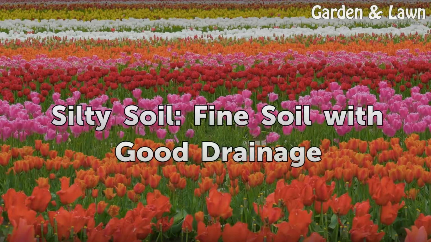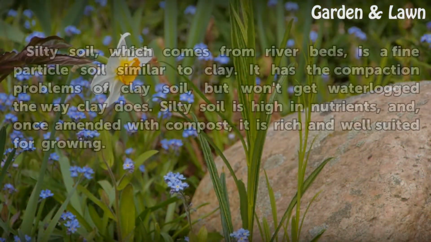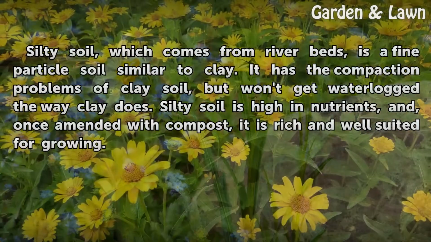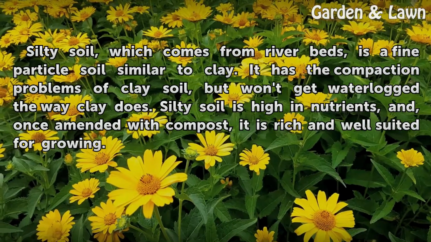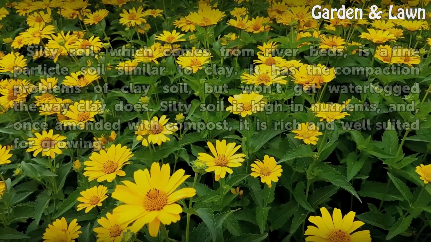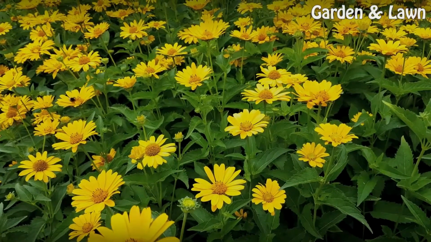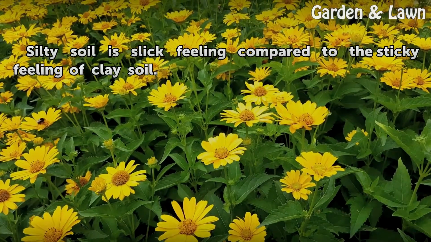Silty soil, fine soil with good drainage. Silty soil, which comes from river beds, is a fine particle soil similar to clay. It has the compaction problems of clay soil, but won't get waterlogged the way clay does. Silty soil is high in nutrients, and, once amended with compost, it is rich and well suited for growing. Tip: silty soil is slick feeling compared to the sticky feeling of clay soil.